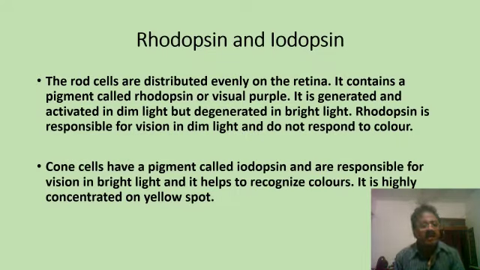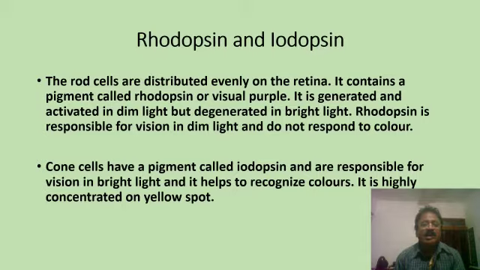More about rhodopsin and iodopsin. The rod cells are distributed evenly on the retina. They contain a pigment called rhodopsin or visual purple. It is generated and activated in dim light but degenerated in bright light. Rhodopsin is responsible for vision in dim light and does not respond to color. So when we look at any object in dim light, only the rhodopsin pigment gets activated and functions.